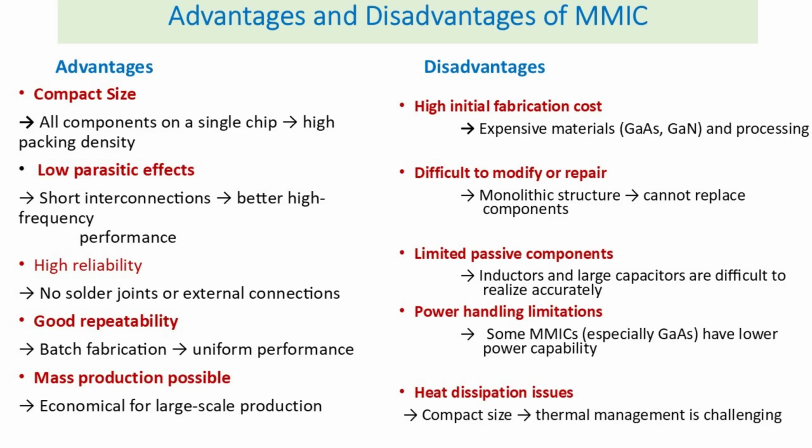This slide summarizes the advantages and disadvantages of MMICs. The major advantages are compact size, low parasitic effects, high reliability, good repeatability, and suitability for mass production. Since the interconnections are very short, MMICs provide good performance at microwave frequencies. However, they also have limitations such as high initial fabrication cost, difficulty in repair or modification, limitations in realizing large passive components, restricted power handling in some technologies, and thermal management challenges.